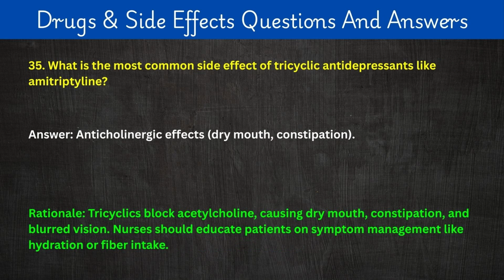35. What is the most common side effect of tricyclic antidepressants like amitriptyline? Answer: anticholinergic effects, dry mouth, constipation. Rationale: tricyclics block acetylcholine, causing dry mouth, constipation, and blurred vision. Nurses should educate patients on symptom management like hydration or fiber intake.